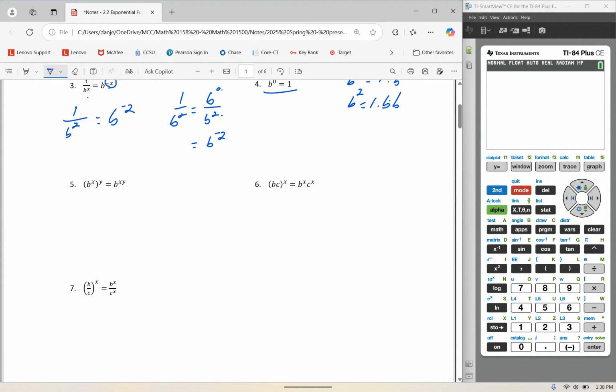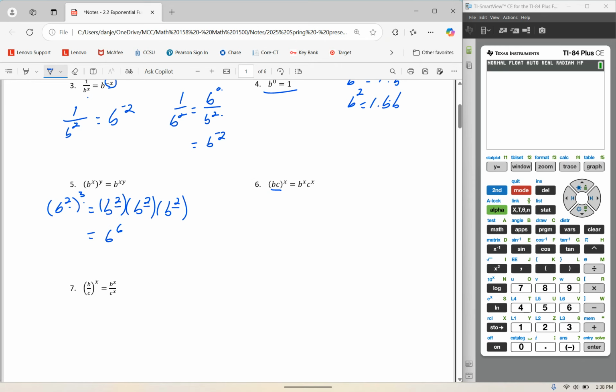B to the x to the y is b to the xy. So suppose I have b squared cubed. That means I have b squared times b squared times b squared. And rule number 1 says I would add these up. 2 plus 2 plus 2 is 6. So that's why b to the x to the y is b to the xy.